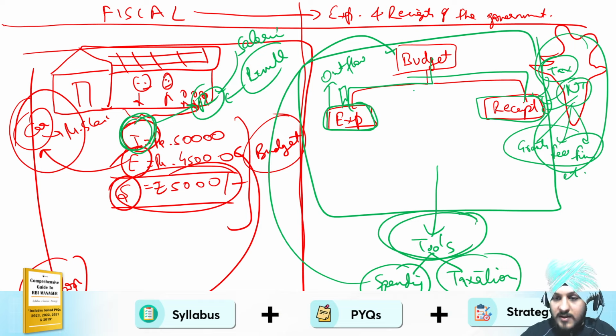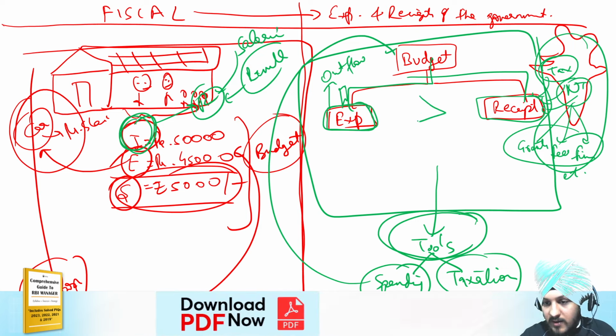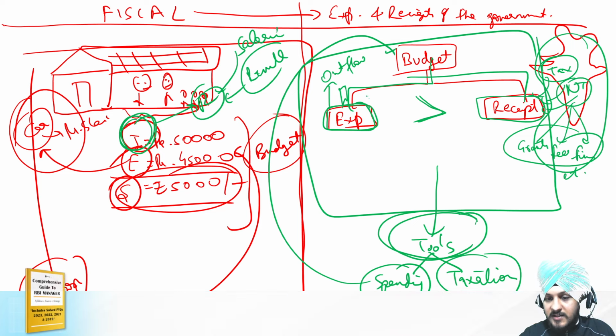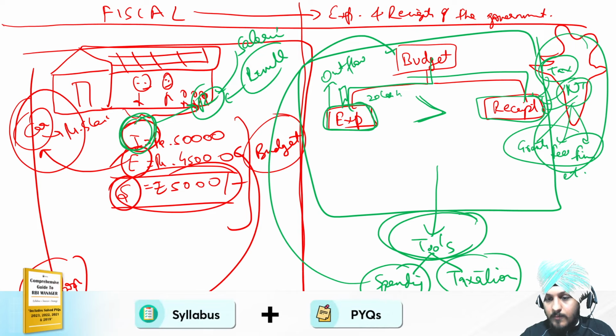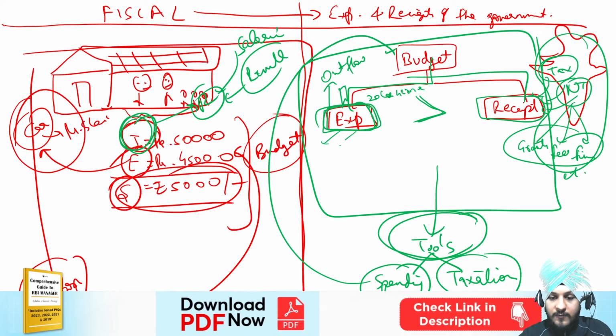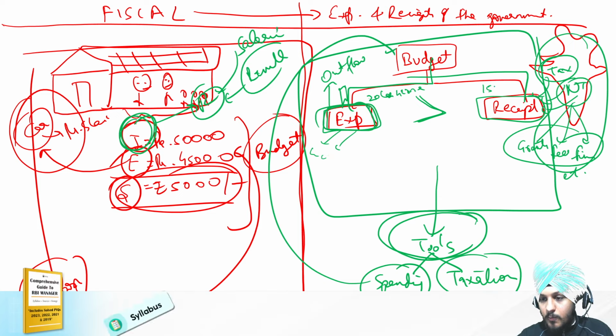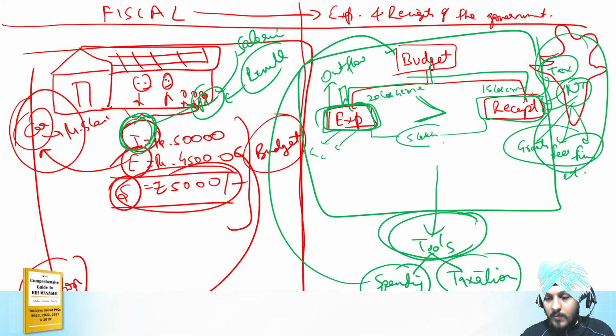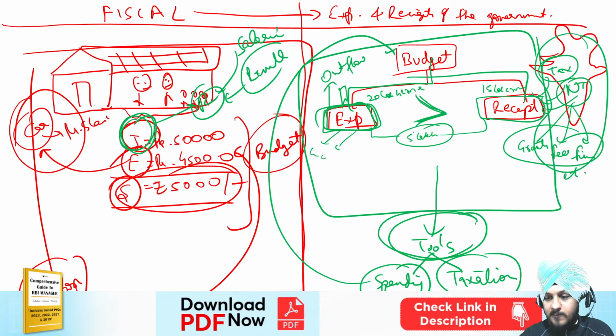And when the expenditure of the government is more than the receipts, let's say the expenditure is rupees 20 lakh crore, which means the government wants to spend 20 lakh crores in the economy for different schemes or policies or plans. But the receipts are, let's say, rupees 15 lakh crores. So what is the difference? The difference is 5 lakh crores. It means by the margin of 5 lakh crores, the expenditure exceeds the revenue or the receipts.